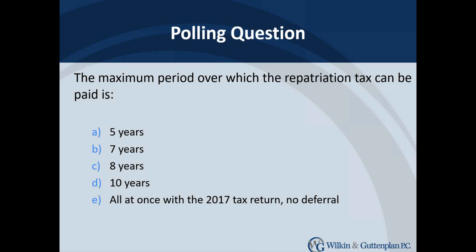Okay, I think everybody has posted their answers, and it looks like 84% of you have been paying attention and answered correctly, and the deferral or the spread period is 8 years via an election on the 2017 tax return.